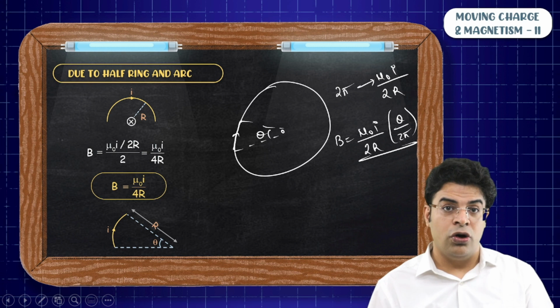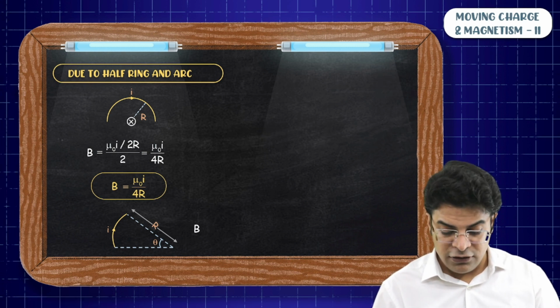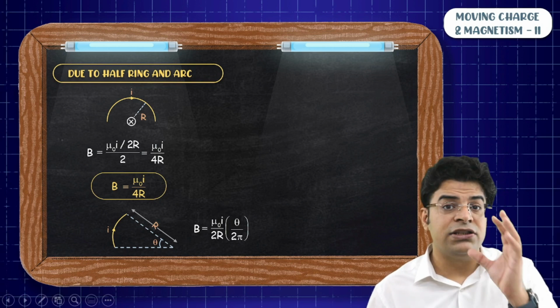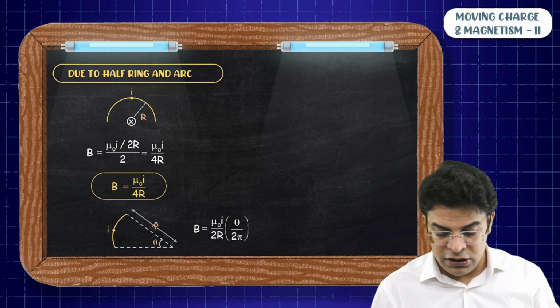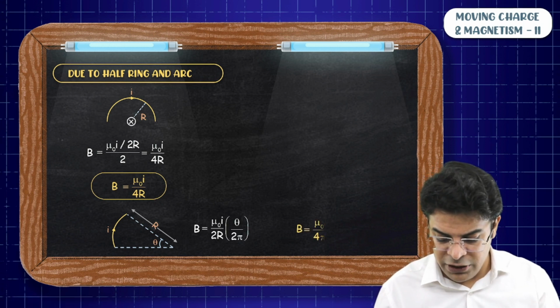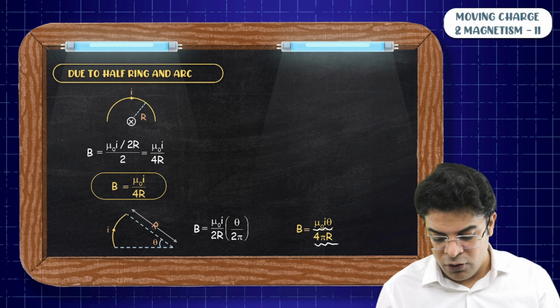Such an easy job. So you will say that the strength of magnetic field will be nothing but mu naught I by 2r, that is the strength of magnetic field due to the whole loop, multiplied by theta upon 2 pi. So when you solve it out, you simply get here B equals mu naught I theta upon 4 pi r.